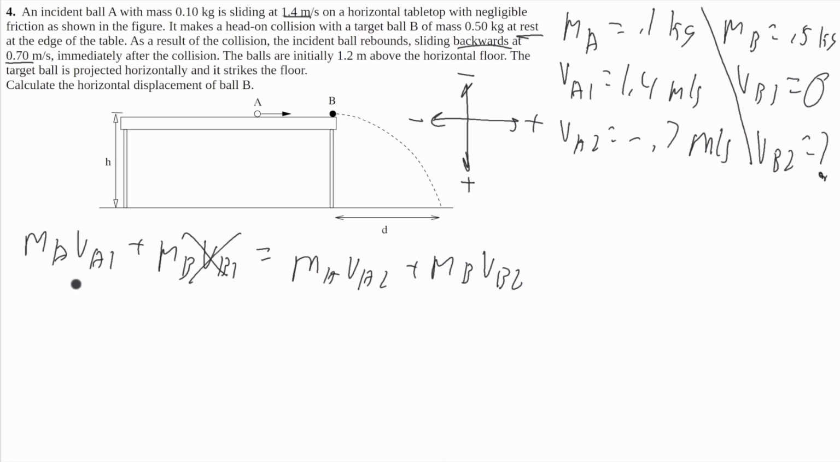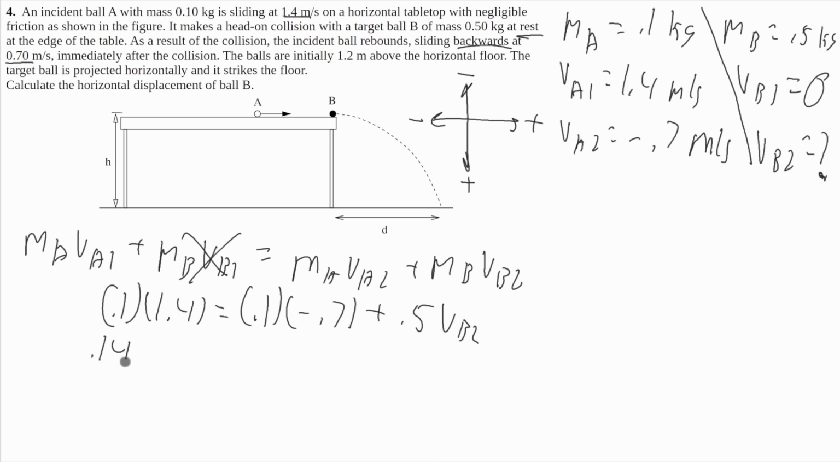And I'll write this with numbers. So MA is 0.1, VA1 is 1.4. This is going to be equal to MA is again 0.1, VA2 is negative 0.7, and I'll add this to 0.5 VB2. So this will be 0.14 is equal to negative 0.07 plus 0.5 VB2.